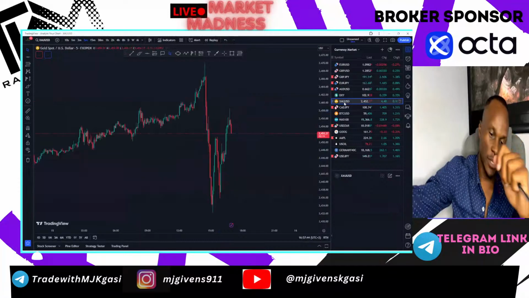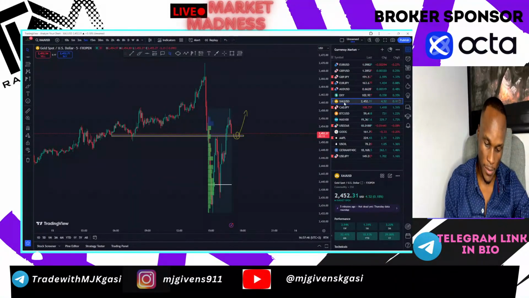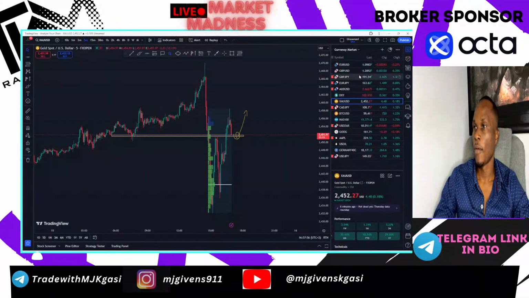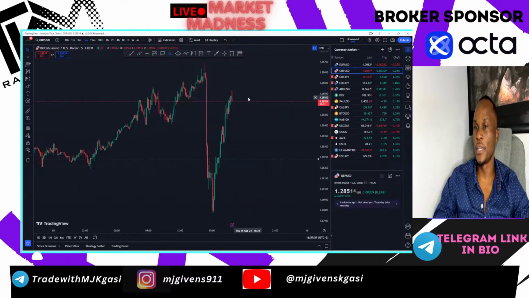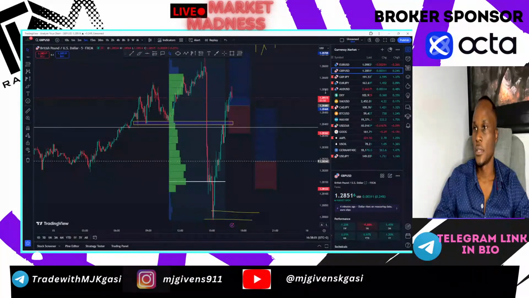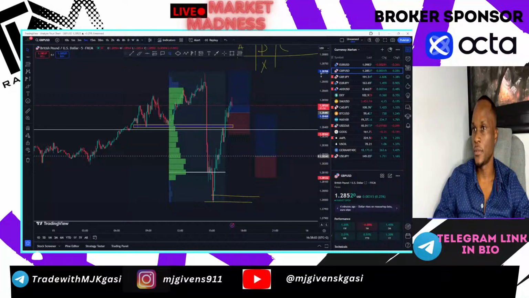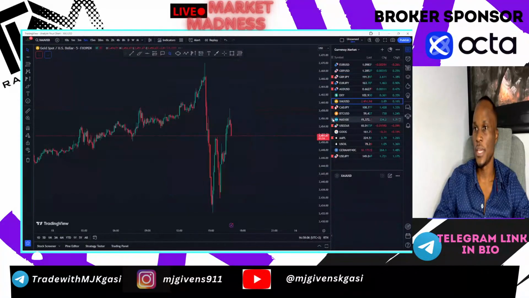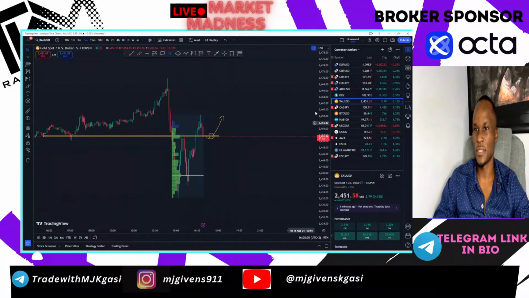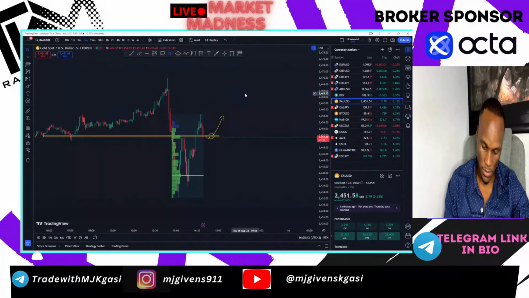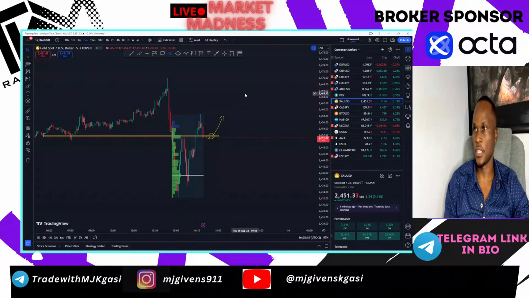All right, guys, I'm going to add gold on my watch list. My British pound is still fooling around, still playing around. But let's see what happens. We are in profits, but we are not really in deep profits. So this gold, 2,451. Rejection candle there, I might take a buy.